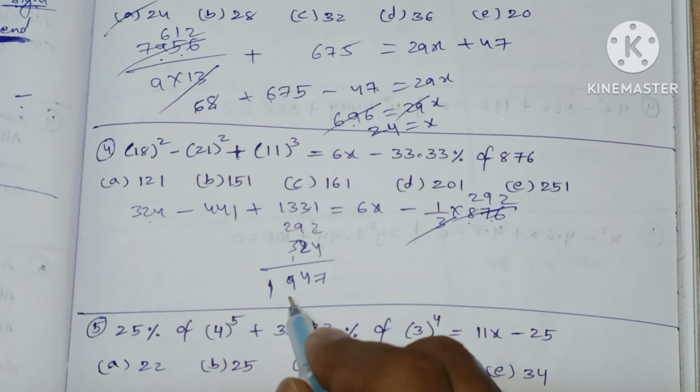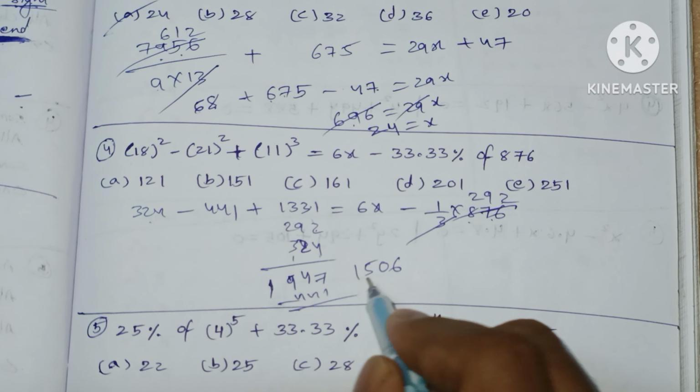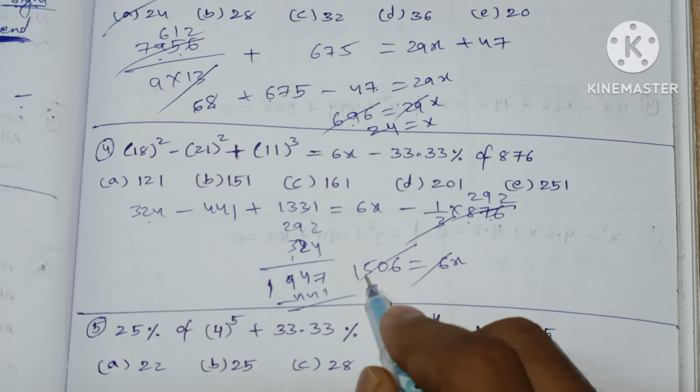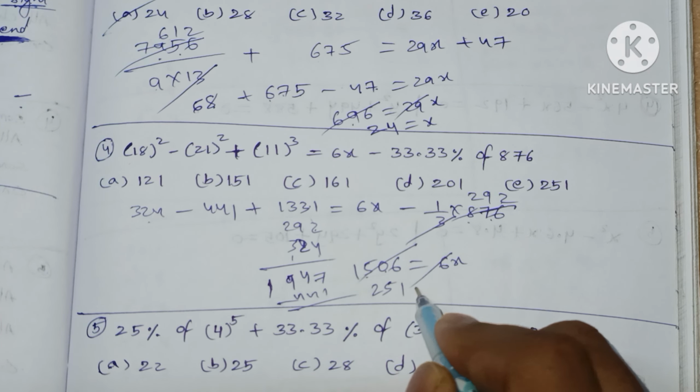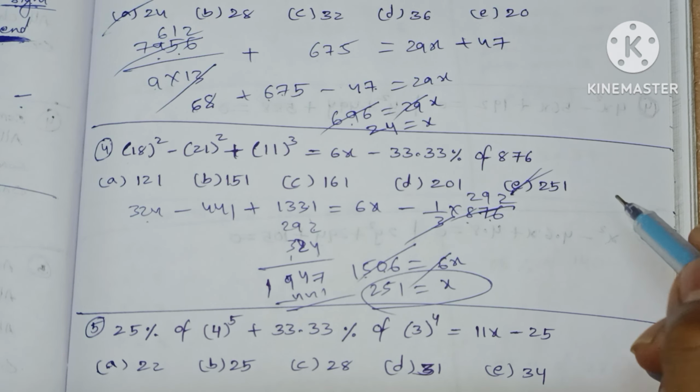1947 minus 441. We get 1506 equals 6x. 6 2 times is 12. We get 30. 5 times 110. 251 is our answer. Option E.